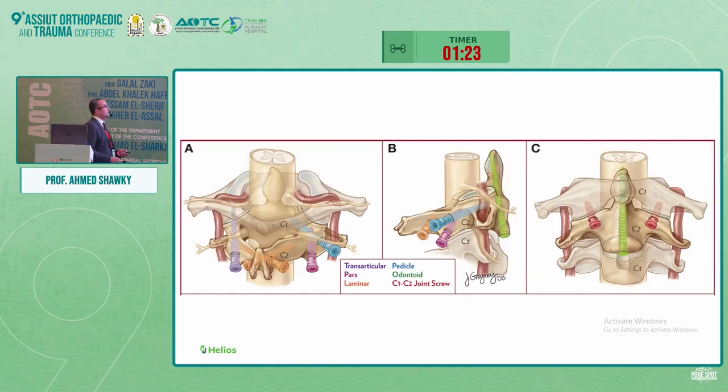Actually, this image shows the different techniques used for C2 fixation. This is the commonly used odontoid screw, and as you can see, the transarticular or Magerl screws are here in the purple color. We have the Wright screws, we have the laminar screws in orange, and the C1-2 joint screws in red.